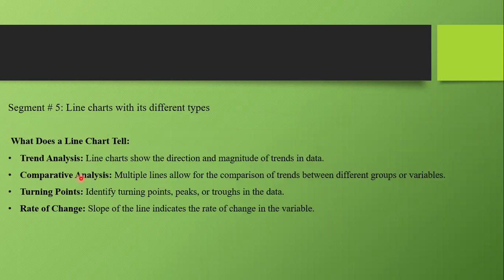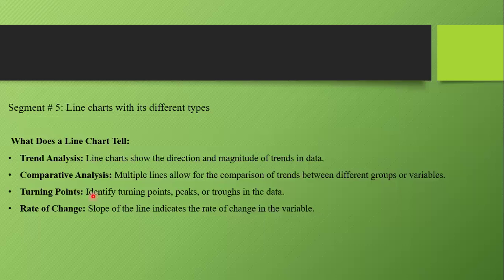Next is comparative analysis. If you want to compare more than two categories of the data, you can have it from the line charts. Multiple lines allow for the comparison of trends between different groups or variables. Turning points, you can also find out if there is a turning point in the data. Like sometimes a news break in the market, or a market bubble appears in the market, and suddenly the stock exchange crashes down. So you would like to know at which point the news broke down the stock exchange. It would be a turning point.